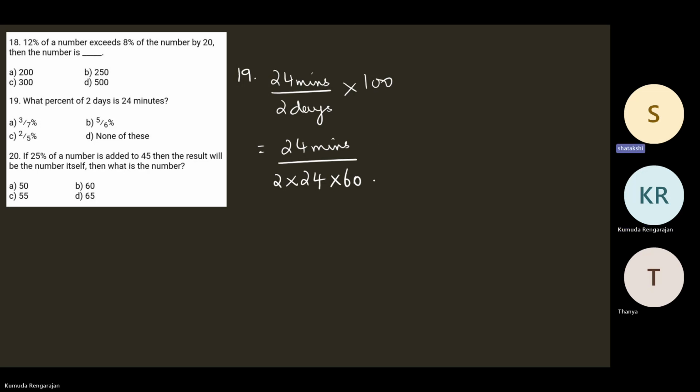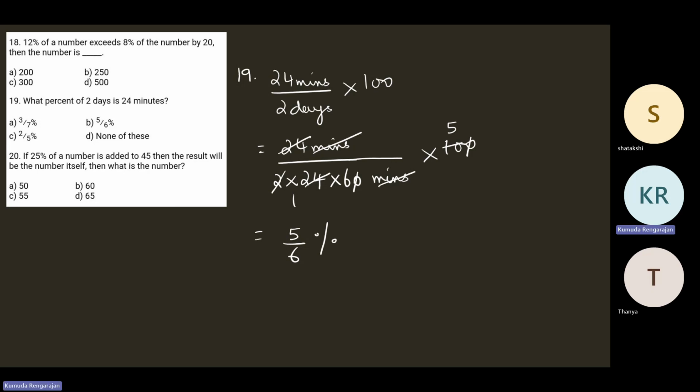Into 100. So the minutes and minutes get cancelled. 24 cancels. And then the 0 and 0. And then 2 ones are 2, 2 fives are 10. So I can see 5 by 6. 5 by 6%.